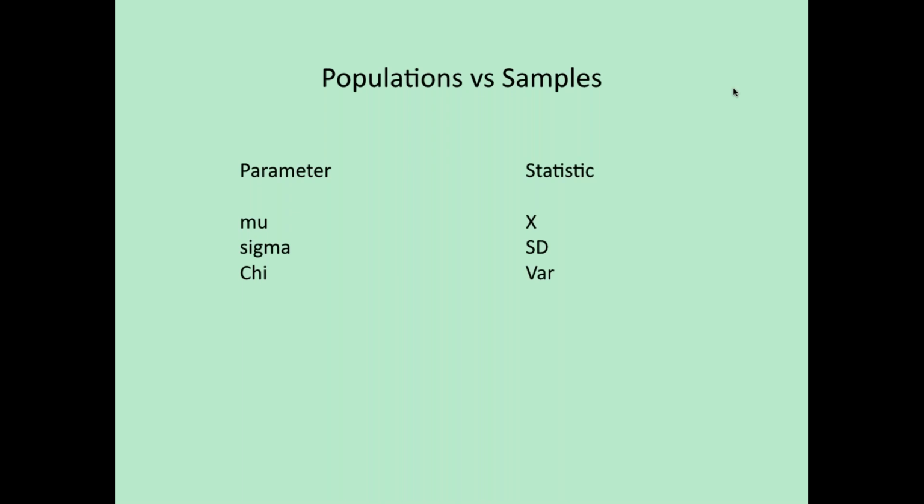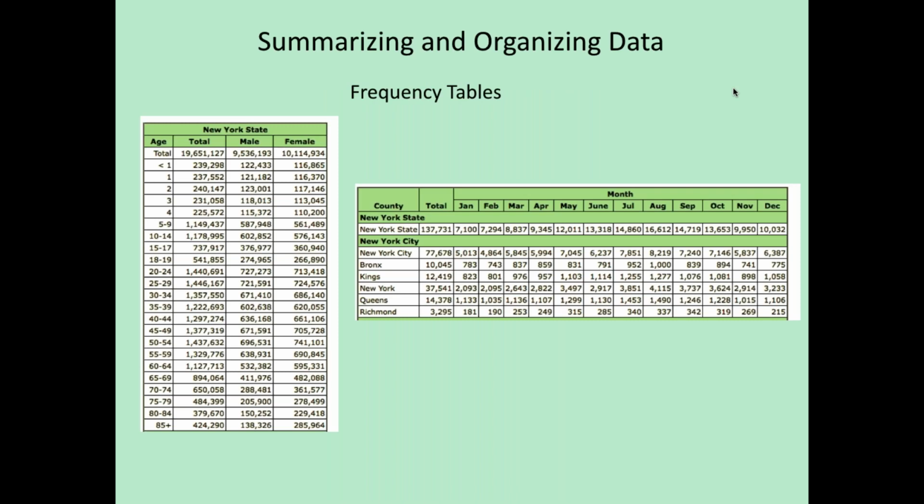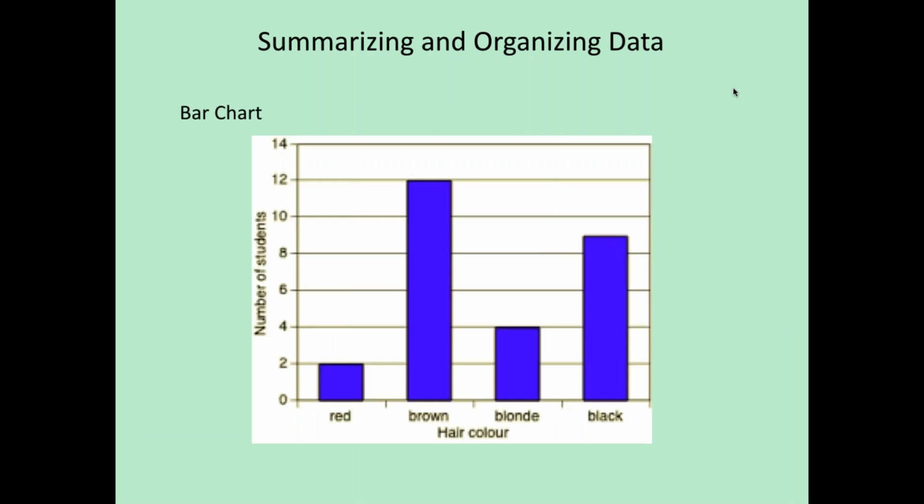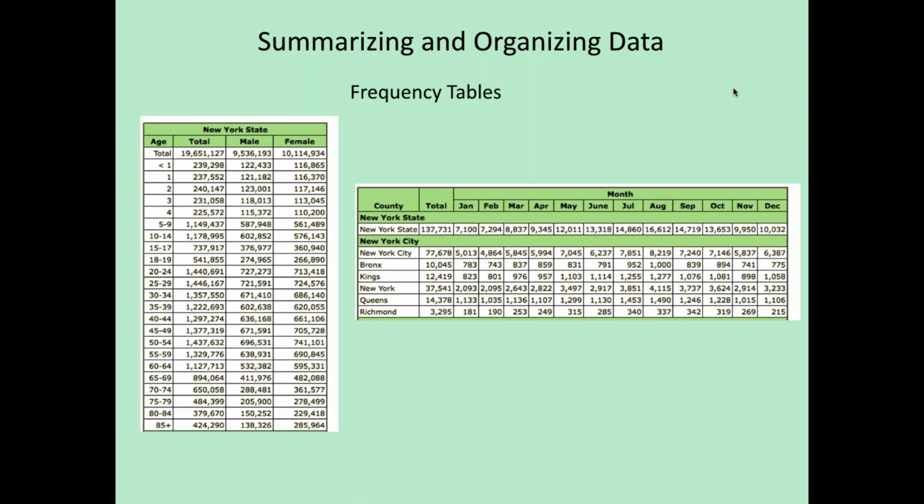Our assumption is that our statistics will help us estimate what the population value is. Another big part of what we're going to be doing, at least in the beginning and usually going forward, is understanding how to summarize and organize data so that we can communicate information about populations and about samples.